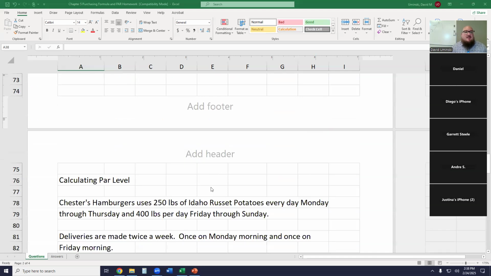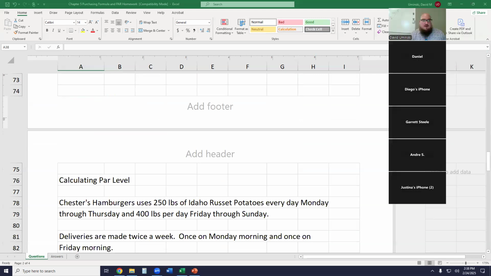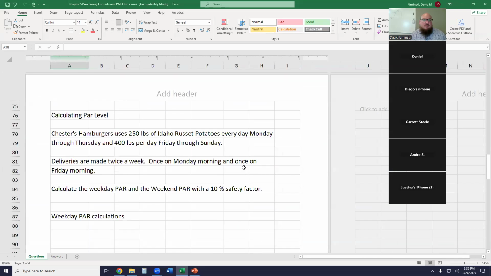But let's flip to the back page where it says calculating par. Okay, so calculating par. Chester's Hamburgers uses 250 pounds of Idaho russet potatoes every Monday through Thursday and 400 pounds per day, Friday through Sunday. Deliveries are made twice a week, once on Monday mornings and once on Friday morning. So calculate the weekday and weekend par with a 10% safety factor.